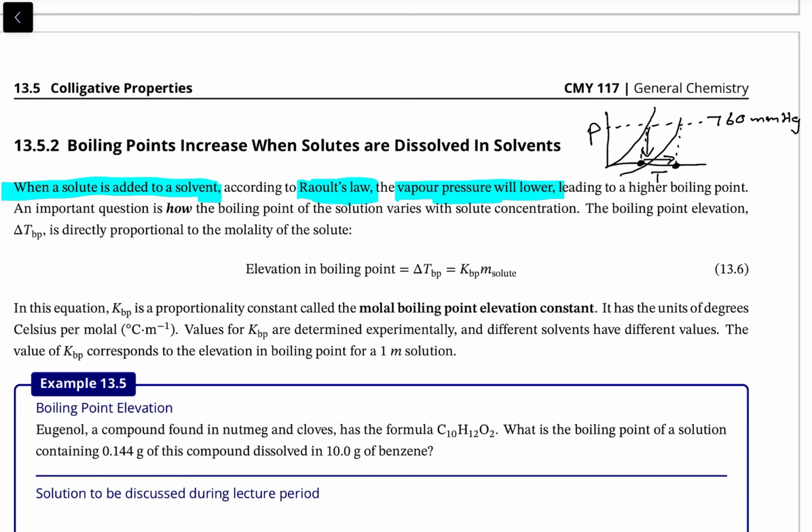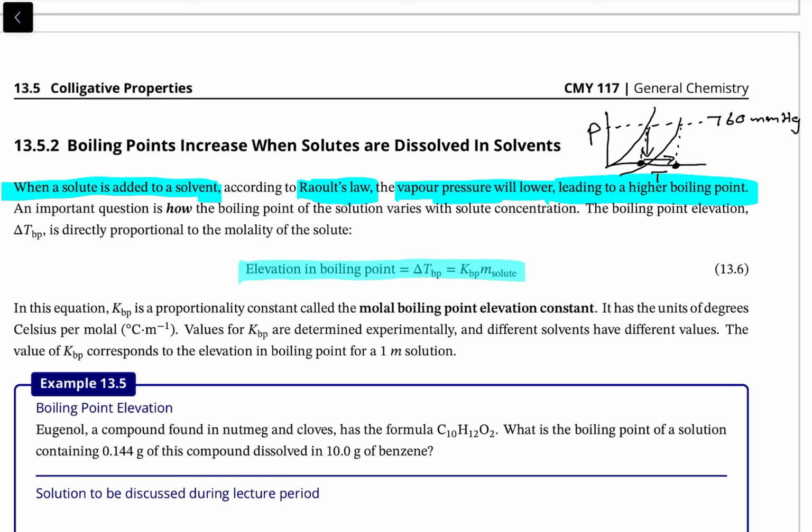So hence that is why if you dissolve something in a liquid, you reduce its vapor pressure, and by reducing its vapor pressure, you inherently increase its boiling point. All right, because you now need more heat to reach atmospheric pressure. Okay, so it will lead to a higher boiling point. Now the question is, how does this boiling point vary with solution concentration? It will probably depend on how much of the solute I dissolve in the liquid, and that is exactly true.